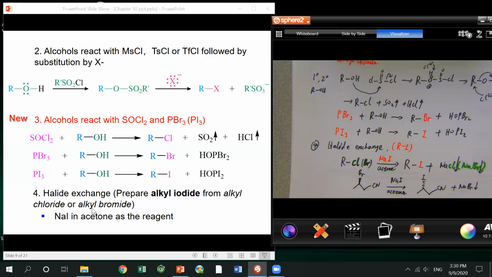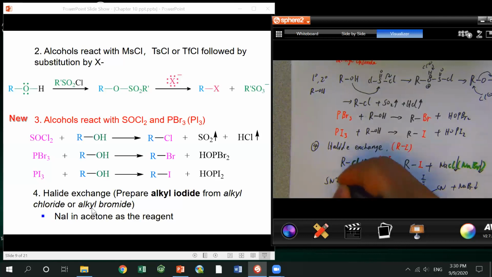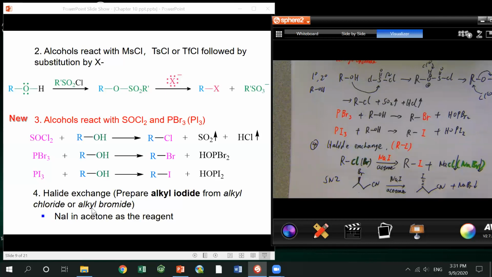This is an SN2 reaction. Remember, that's a secondary substrate, a good nucleophile and weak base, so SN2 reaction. That also means this reaction only works for primary and secondary substrates. You cannot use it for tertiary ones. Tertiary is very hard, so pretty much no reaction.